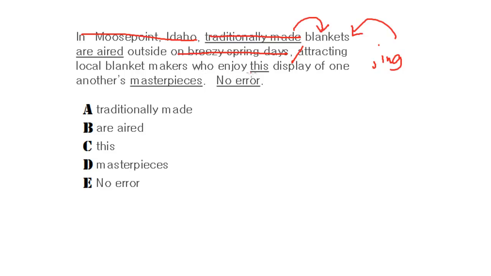Who enjoy this, and this is where a lot of kids think the sentence goes wrong. Makers who enjoy. Who is talking about what? The makers. And what do the makers do? They enjoy this display of one another's masterpieces. What is this display talking about? This display is actually the stuff that we crossed out, which is what? When they are airing it out, right?